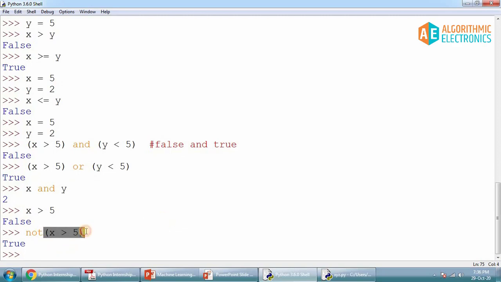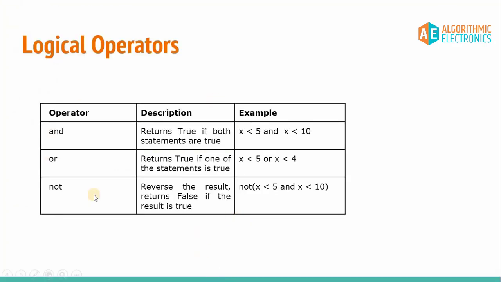Initially whatever the statement is here, it is false, and now it is reversed by this NOT operator to true. So basically the NOT operator is going to reverse the result. The true statement can be converted to false and the false statement can be converted to true. So this is what this operator is going to do. Now we'll discuss the next group of operators. This is all about the logical operators.